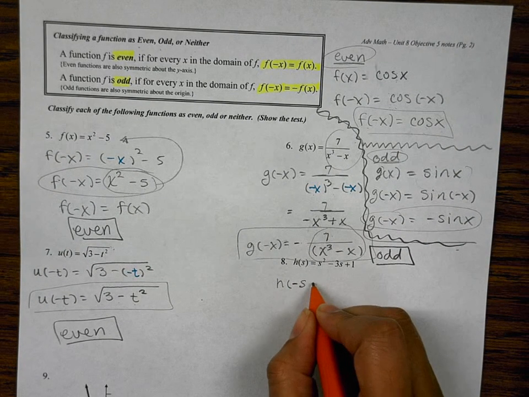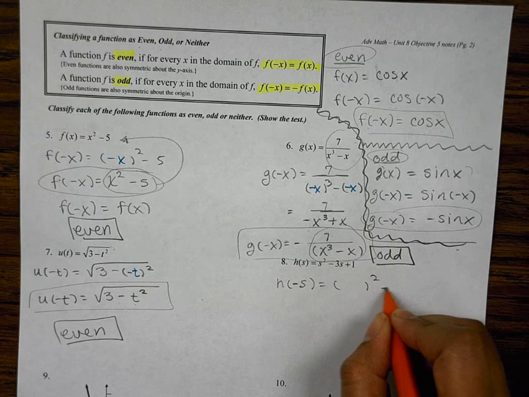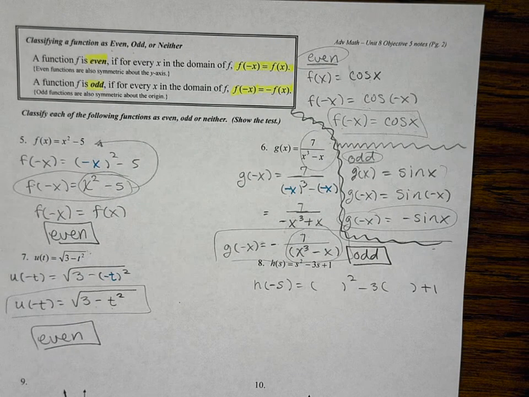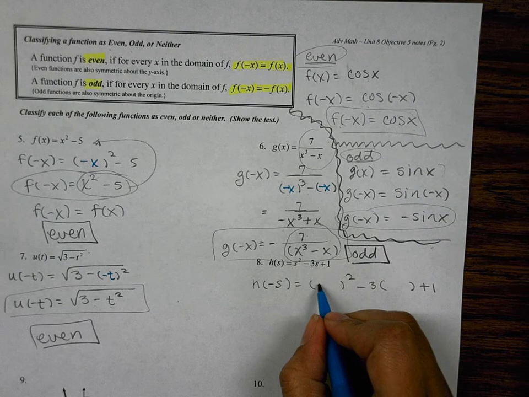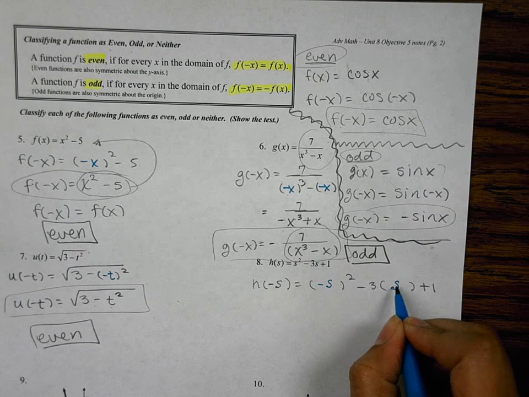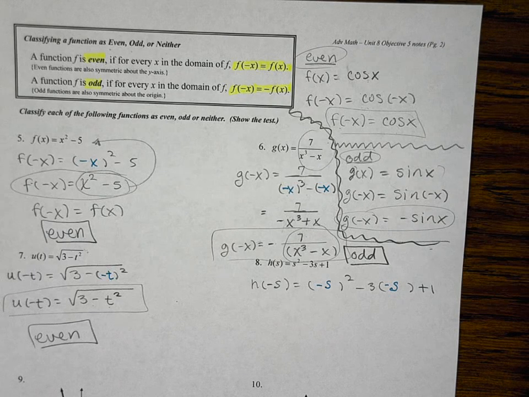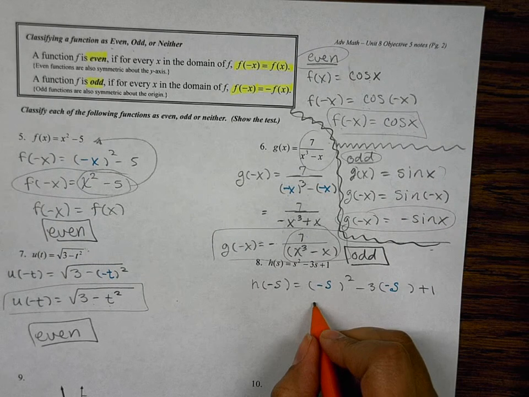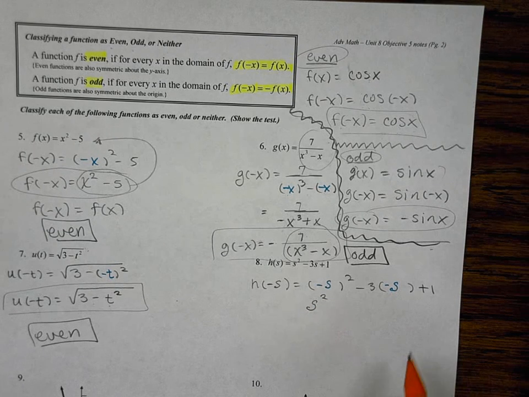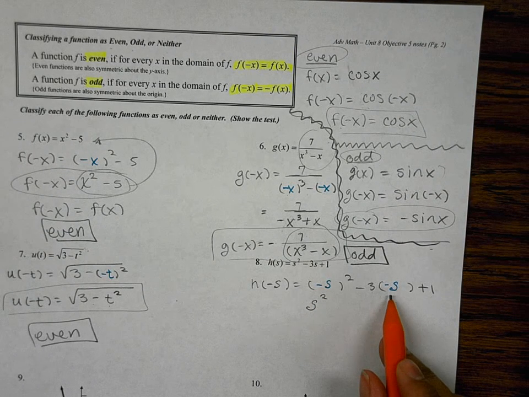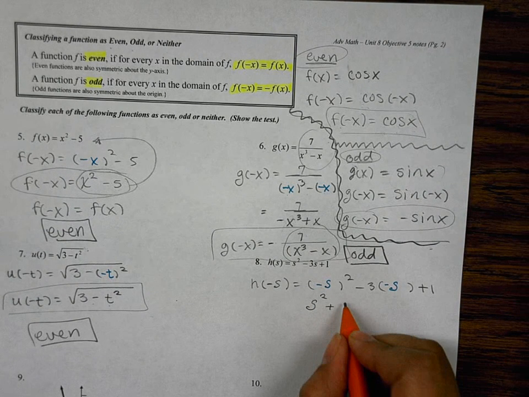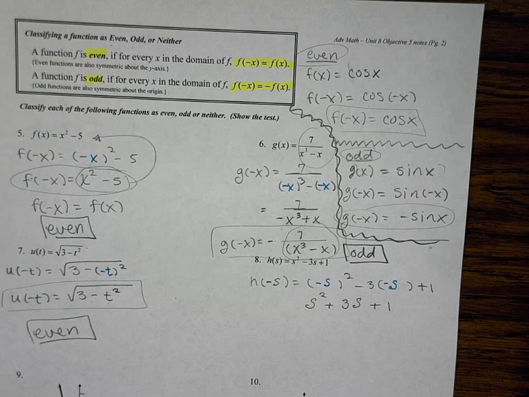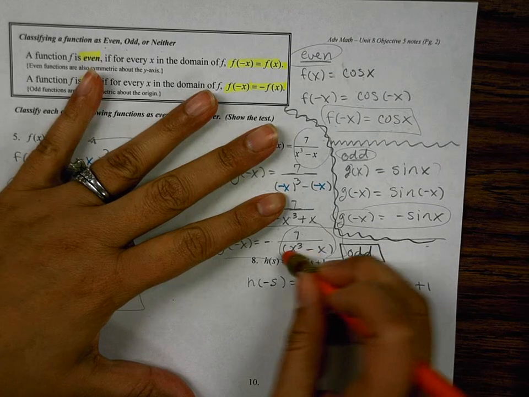All right, next one, h of negative s equals blank squared minus 3 blank plus 1. I like putting blanks in and then just plugging the negatives in. And we're plugging negative s in where all the s's were originally. Okay, negative s times negative s is positive s squared. Minus 3 times negative s is plus 3s, and then plus 1 stays plus 1.